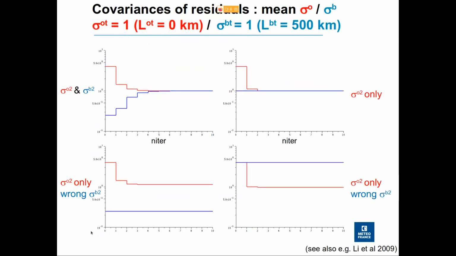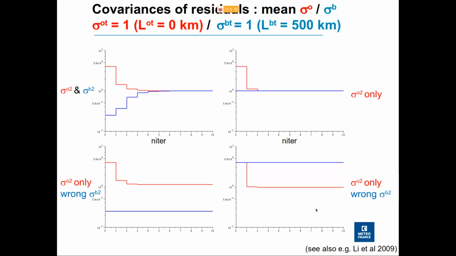So this is an illustration of the result of this kind of approach in a 1D idealized context, where true sigma O and true sigma B are both equal to 1. We have uncorrelated observation errors and spatially correlated background errors. And so when starting from overestimated observation error variances and underestimated background error variances, it is possible to converge, when iterating the diagnosis, towards the true values equal to 1 for both sigma O's and sigma B's.